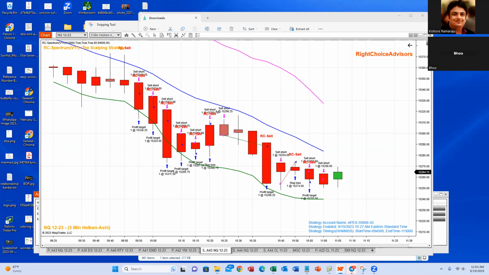I think the market will go into consolidation mode now, because for nearly 3 hours, from 6:30 to 7:30, 8:30, 9:30, 10, about 3.5 hours, the market was continuously going down. So now there will be a little consolidation phase. Whenever you have a distribution phase or accumulation phase, it is followed by a consolidation phase. That means both buyers and sellers will be equal.